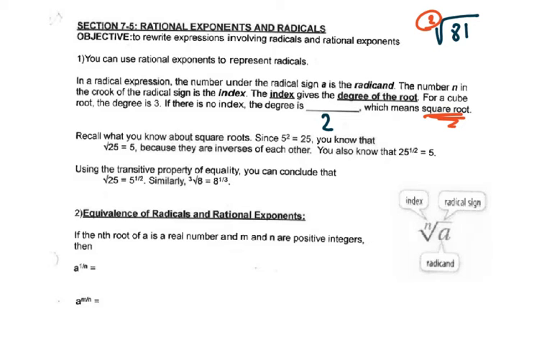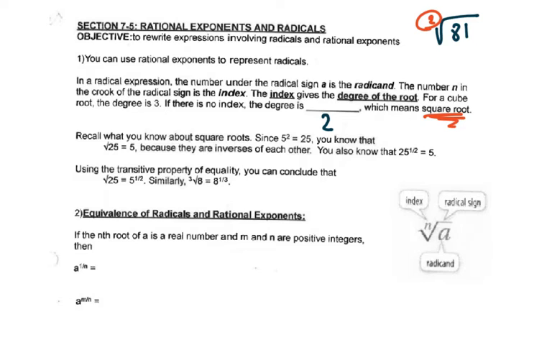Recall what you know about square roots. Since 5 squared is 25, you know that the square root of 25 is 5 because they are inverses of each other. You also know that 25 to the 1/2 power is 5. Using the transitive property of equality, you conclude that the square root of 25 equals 25 to the 1/2. Similarly, the cube root of 8 is equal to 8 to the 1/3.